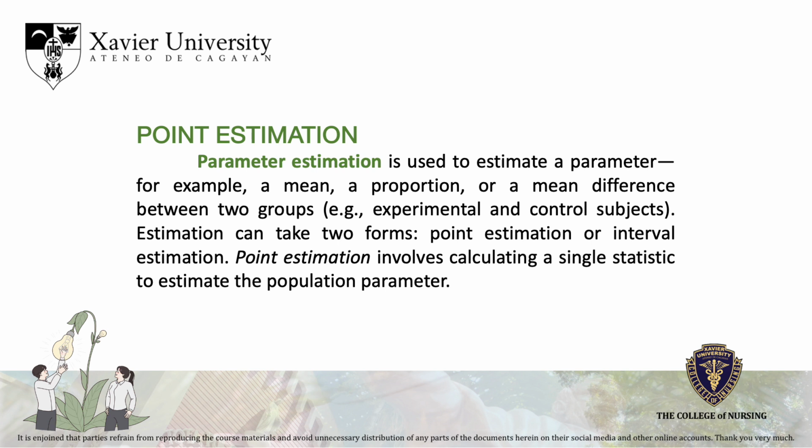Parameter estimation is used to estimate a parameter, for example, a mean, a proportion, or a mean difference between two groups, for example, experimental and control subjects. Estimation can take two forms: point estimation or interval estimation. Point estimation involves calculating a single statistic to estimate the population parameter. To continue with the earlier example, if we calculated the mean entrance examination score for a sample of 25 applicants and found that it was 510, then this would be the point estimate of the population mean.